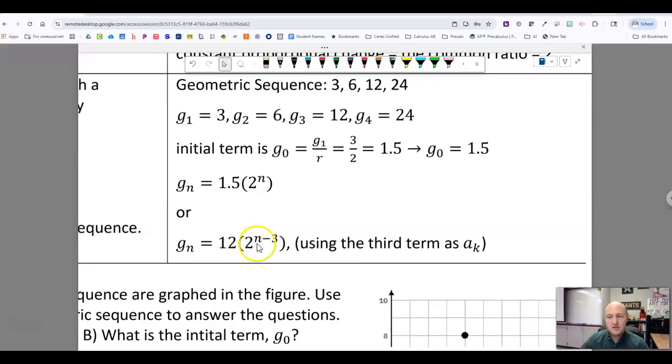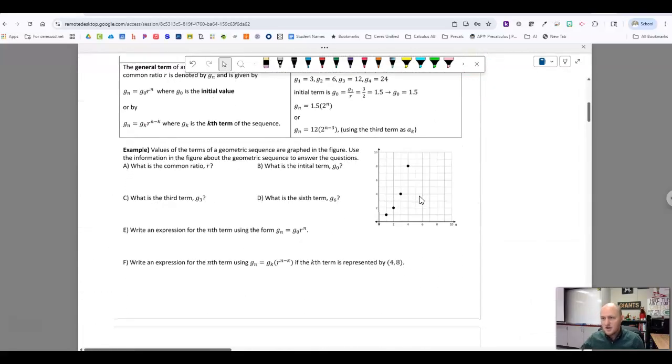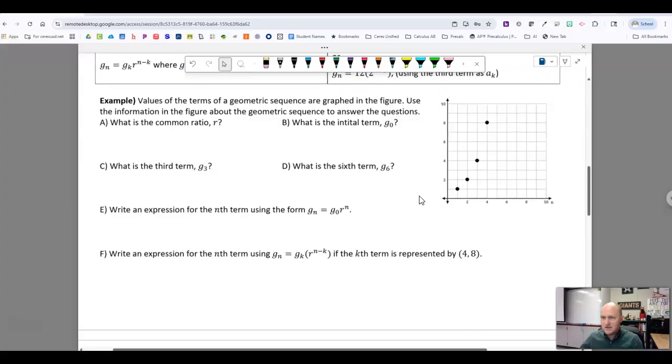All I have to do is subtract my power by 3, because it's the third term. The 12 was the third term. All right, so let's go ahead and look at some examples that can appear.